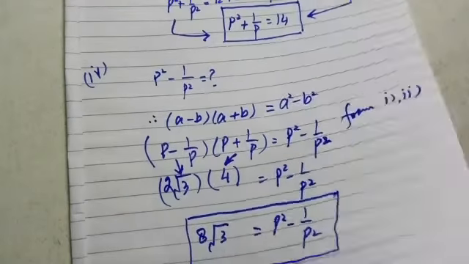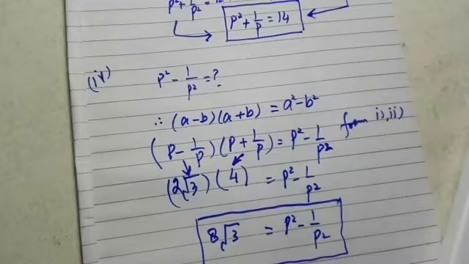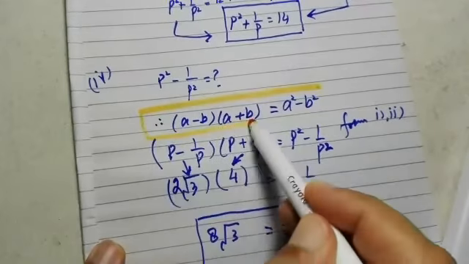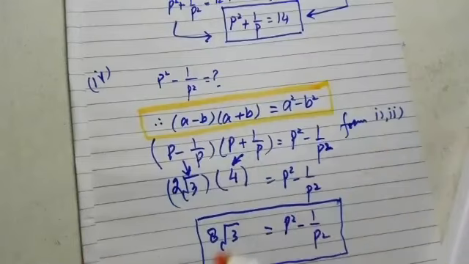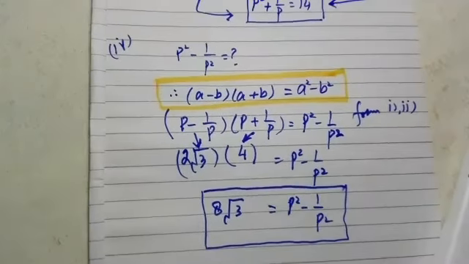Just writing the above formula for you, highlighting it for you. This is the formula we have just used. So you are taking p in place of a and 1 over p in place of b. You will just substitute into the formula and you will find the values, and this will finish the question.